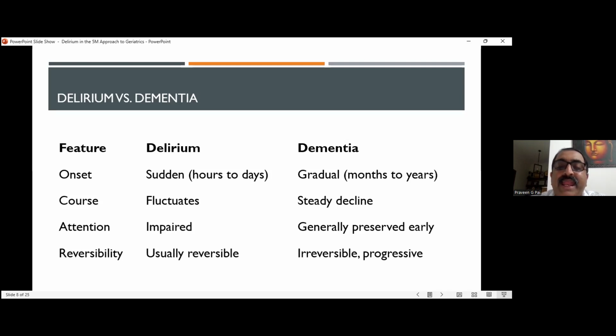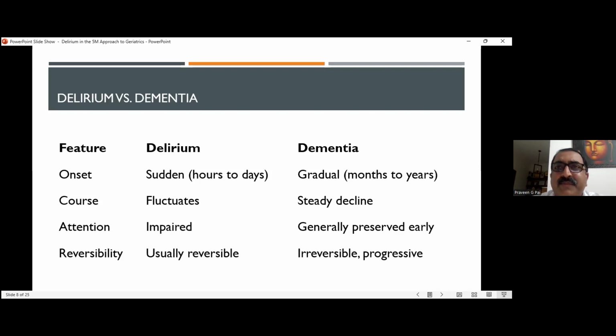And in dementia, usually attention is preserved. In delirium, the person will not be attentive. Whatever you try to say, it's very hard to get his attention. But dementia is not like that. You can actually talk to that person and get his attention at least for some time. And dementia is not reversible; it's a progressive thing. But while saying this, some dementias are reversible also. But that is not the scope of today's discussion.